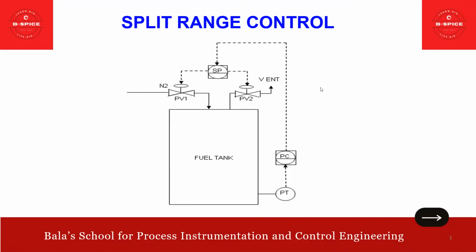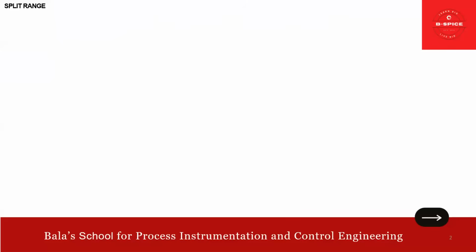Basically, as you can see here, this is your fuel tank and this is your PV, the pressure transmitter. That is getting split into two: one for the nitrogen valve and one for the vent valve. This is how the split range is going to be implemented. We will see the details.